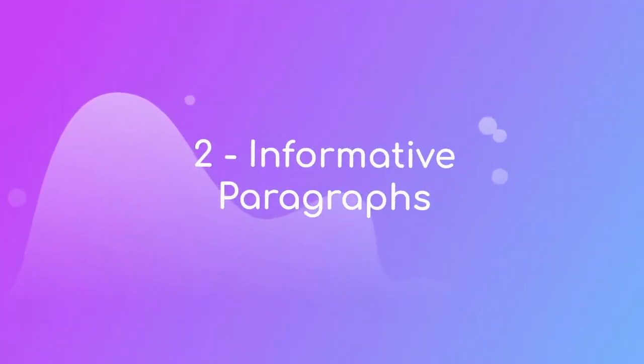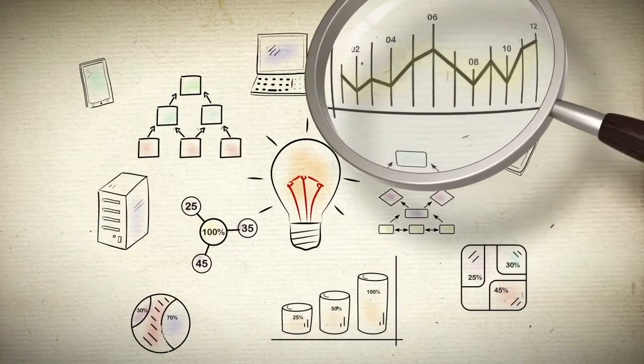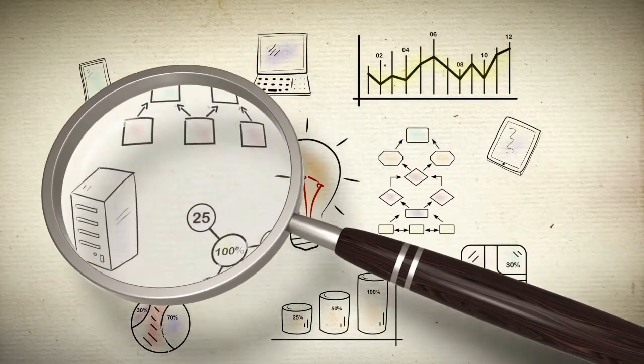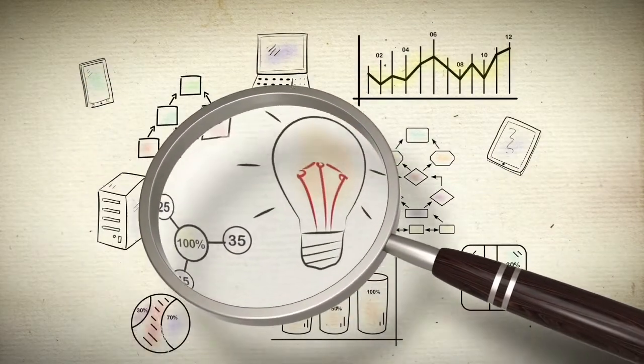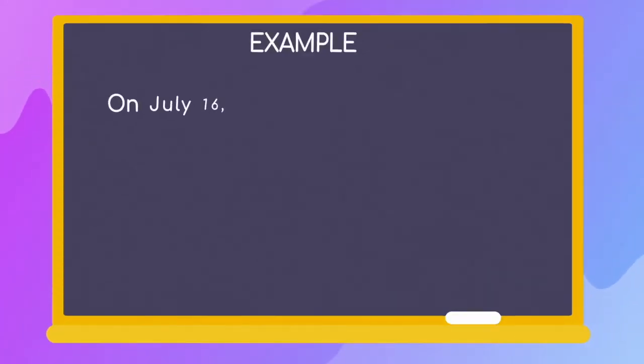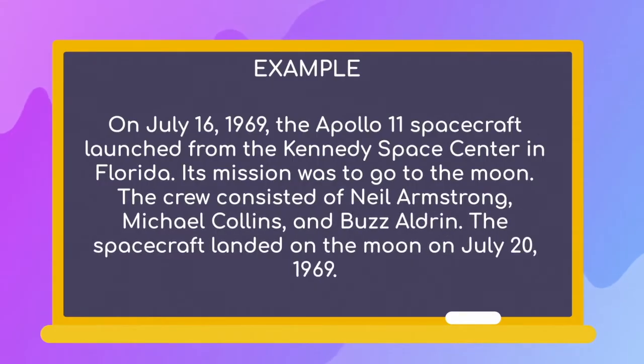Number 2, informative paragraphs. Informative paragraphs provide the reader with information on a particular subject. Scattered throughout an informative paragraph will be facts rather than opinions. Here is an example. The purpose of this paragraph is to inform you about the Apollo 11 space mission. Notice that each sentence focuses on a new fact of the mission.